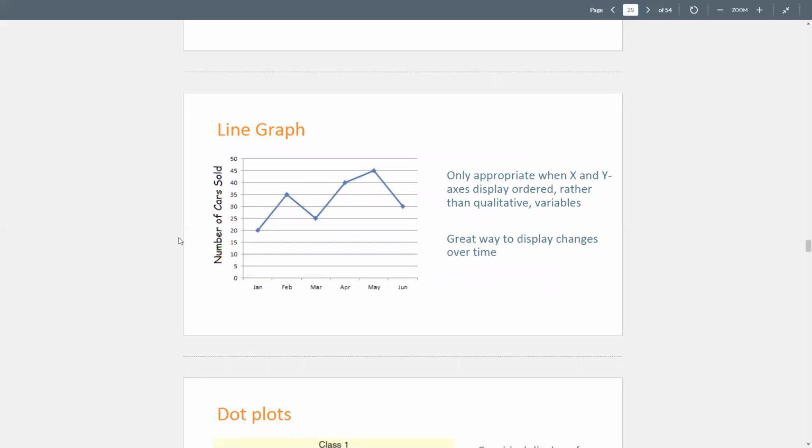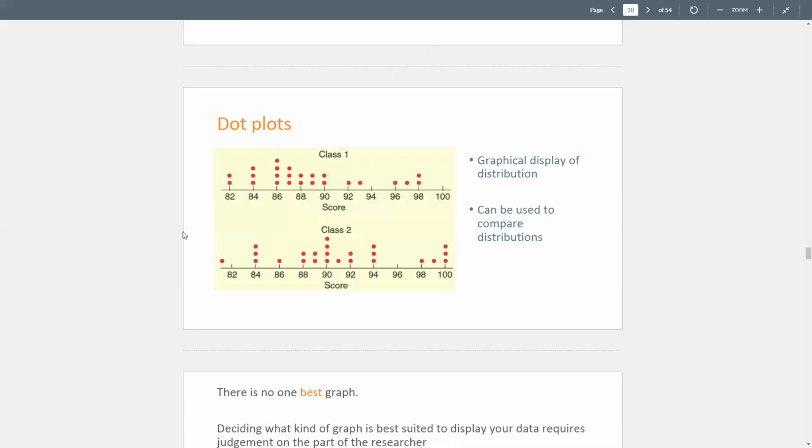Line graphs here are really cool for especially displaying ordered data, or data that have an ordering on the x-axis. Especially if it's time in some way, and you can see change over time. Dot plots are another cool way. They display the same information as a bar chart or a column chart, and can also be used to compare distributions.